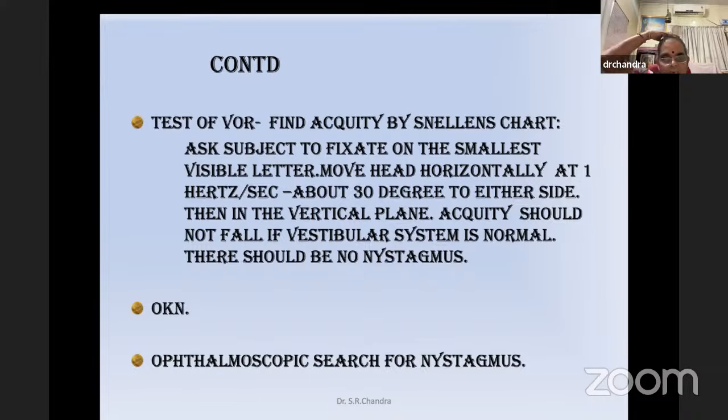Then hold the head and move 30 degrees this side, 30 degrees like this. The patient is fixating on that and the acuity does not fade. That means VOR gain is 1. Then use the optokinetic tape and look for the optokinetic movement. There are so many abnormalities that I will be showing. Then with the ophthalmoscope, you can look for nystagmus, which is very subtle, in the disc. When you look at the disc, you will see the disc is oscillating.